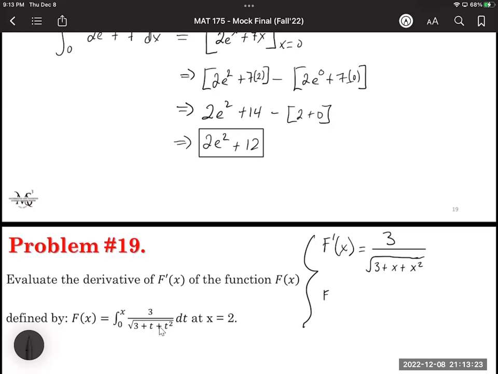Now, it says to evaluate this derivative when x is 2, so you get 3 over the square root of 3 plus 2 squared. So what's 3 plus 2 squared? Well, that's 9. If you take the square root of 9, you're going to get 3. So 3 over 3 is going to be 1. That would be your final solution for problem 19, which will leave me with one more problem.